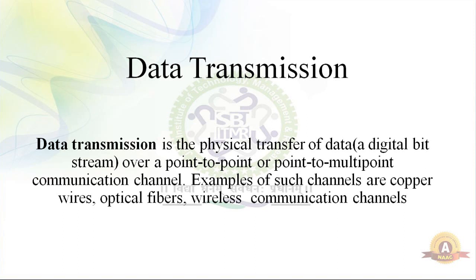That means the data is transferred from one node to another node, or from one node to multiple nodes. This is called data transmission, and the data is transferred through a communication channel such as copper wire, optical fiber or a wireless communication channel. Through this channel the data is transferred from one place to another, and that data is a digital bit stream, which means a number of bits, in the form of 0 and 1.